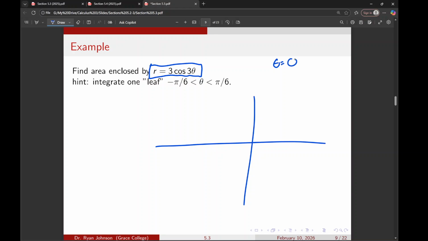So when theta equals 0, cosine of 0 is 1, so this is at 3. Make some tick marks and change colors for what I'm graphing. Okay, let's graph in red. So it's at 3 there. Okay. When theta is pi over, let's do like pi over 12.